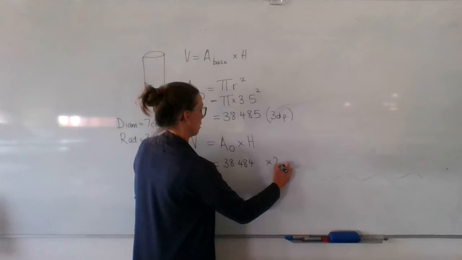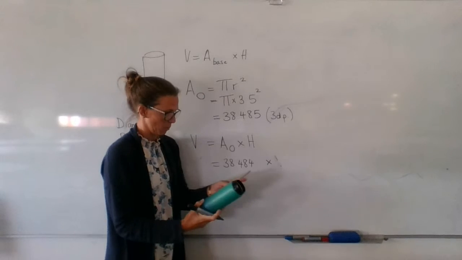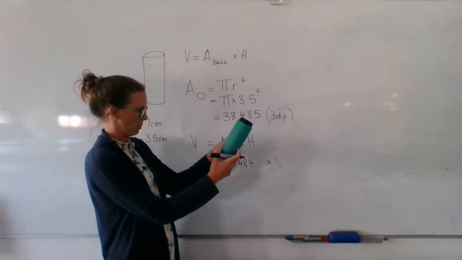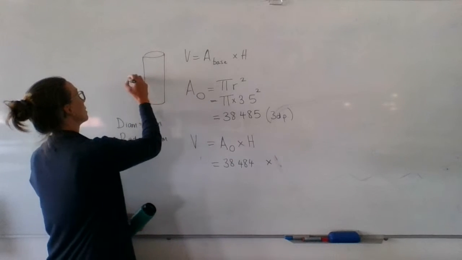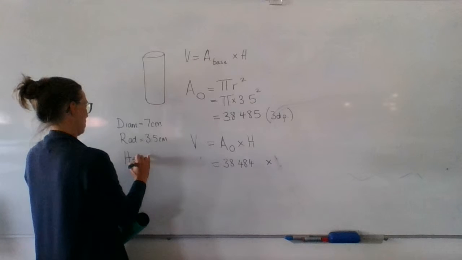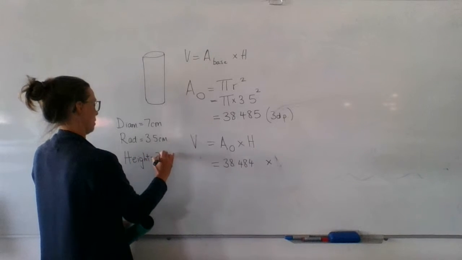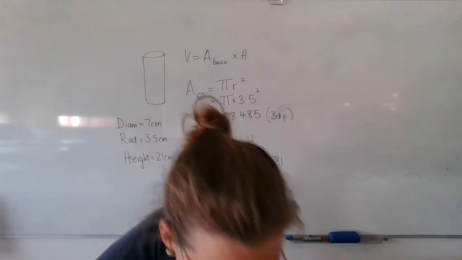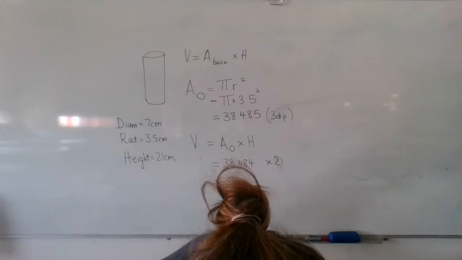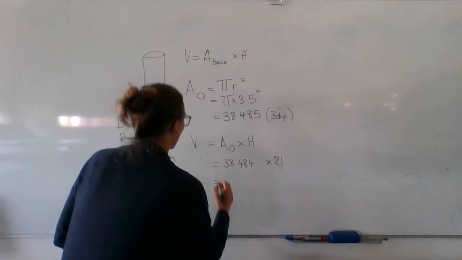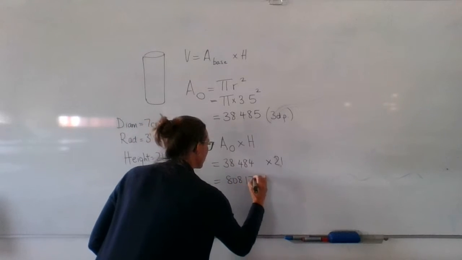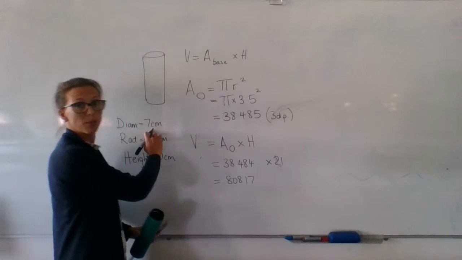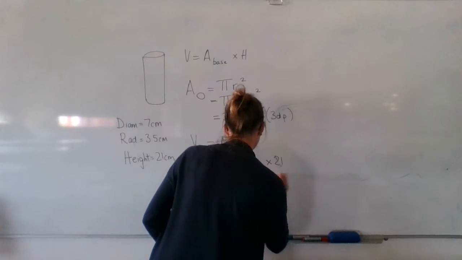Times by, oops, sorry, I have to measure it. I'm going to go to the top of the green because that's how far I'd fill my water bottle up, and that's 21 centimetres. So my height was 21. So times 21 equals 808.17. Now, volume is measured in cubic units. I was measuring centimetres, so it's cubic centimetres.